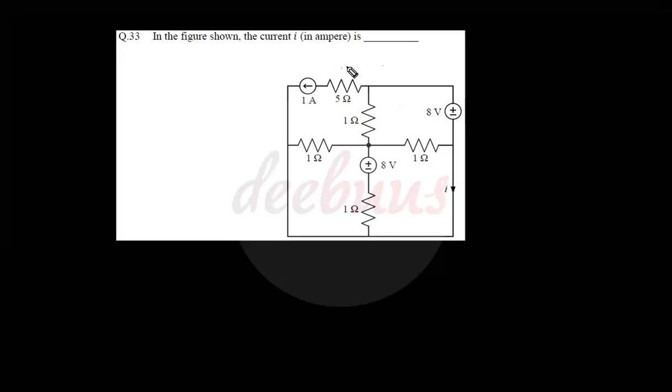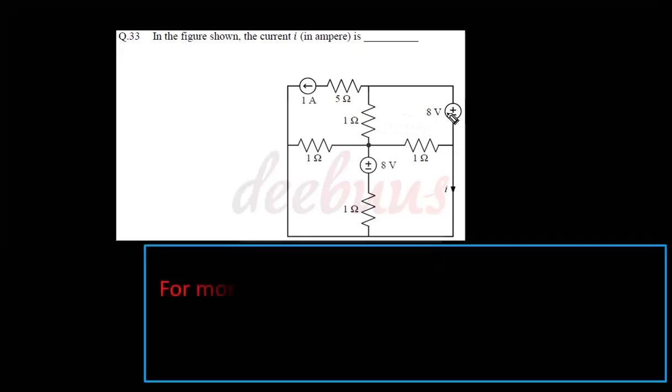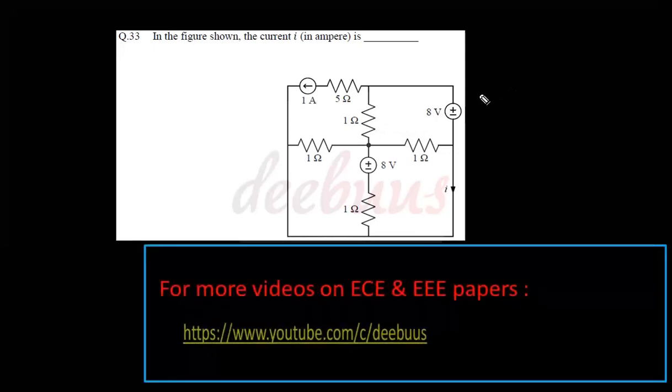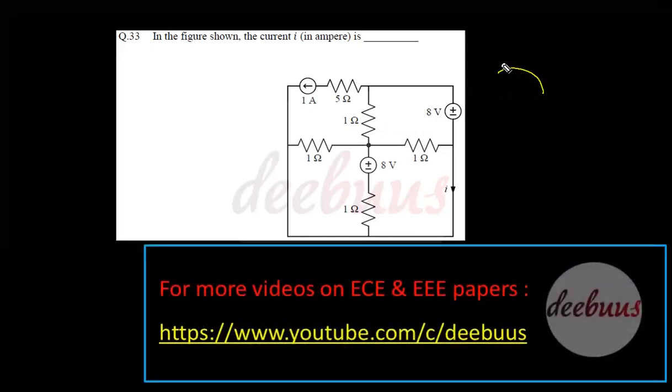In the figure shown, the current I in amperes is? So we have to calculate the current flowing through this path. In this question we can actually redraw this figure. I am rotating the entire figure through 90 degrees in this direction.